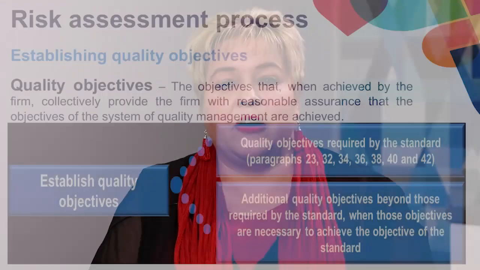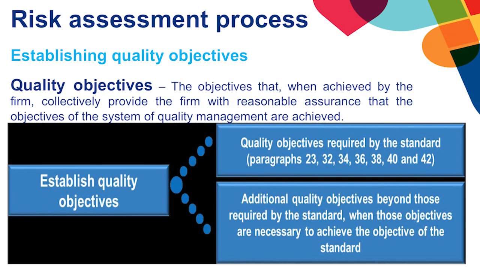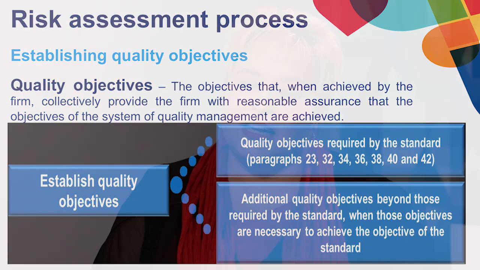Reference there is made to paragraphs 23, 32, 34, 36, 38, 40 and 42 of the standard. If you are a bean counter like me, you would have now seen that it contains the 7 components. So there's a requirement that a quality objective needs to be identified by the firm for each of the other 7 components, hence the reference to those various paragraphs. Secondly, the standard then proposes that one identifies as a firm additional quality objectives that are specific to your firm and the engagements that you perform, hence the tailoring within that quality management process.